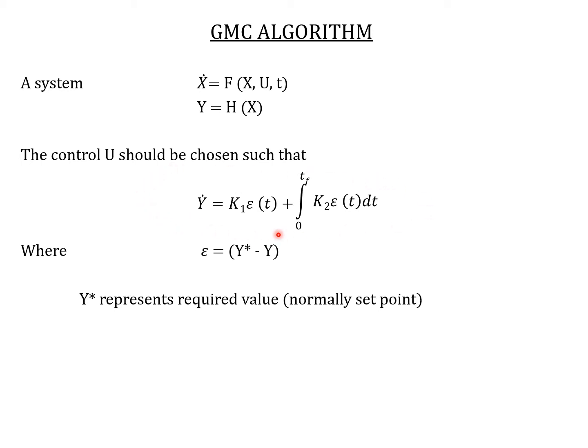But whatever it is, this is the most important formulation we need to come up with for the GMC. It has to follow this, and epsilon is just y set minus y. The y set is the required value, the set point, or whatever it is. So this is the error that has to be taken care of on the right side. And on the left side is the differential of the output. This is what we mentioned just now: when we have a first-order relative degree system and we differentiate, we should come up with the u on this side, to be able to apply this method.